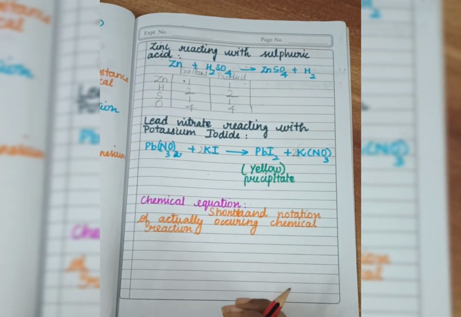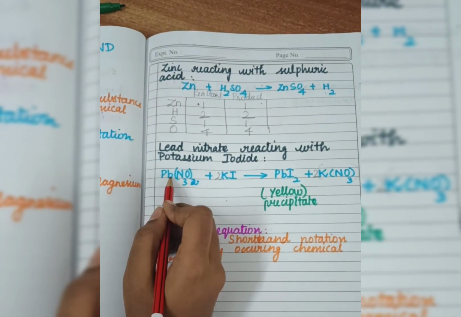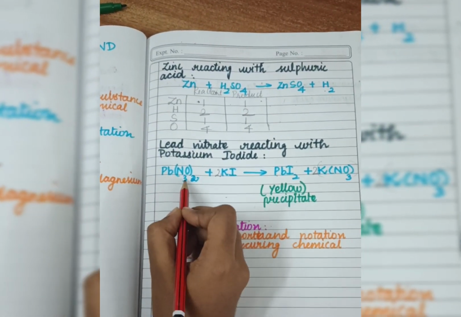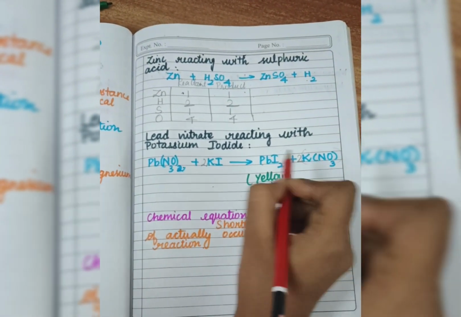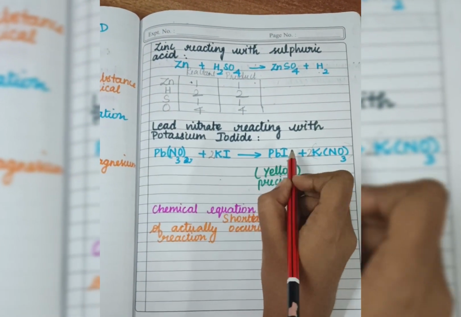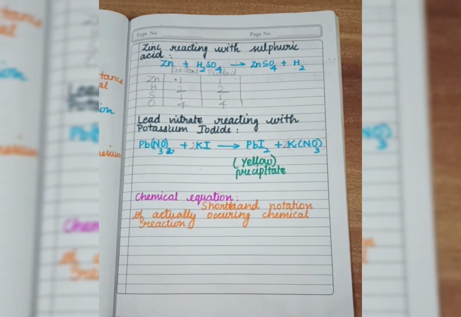Once you balance the equation, do not forget to cross check it. Number of atoms: lead 1, nitrate twice, potassium twice, twice, iodine twice and twice. I hope you have all understood the balancing concept.